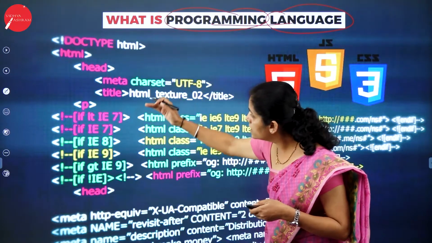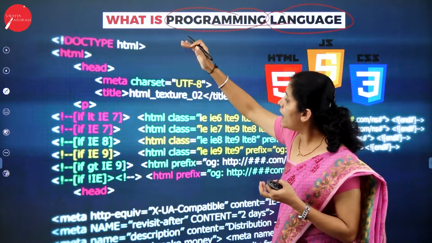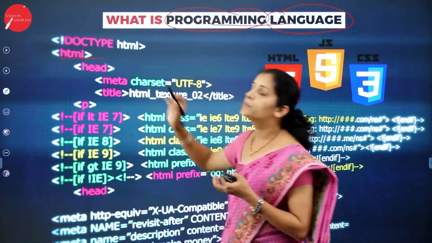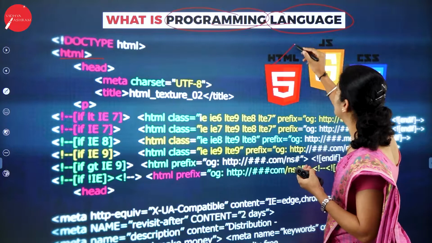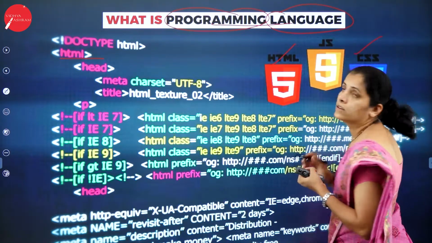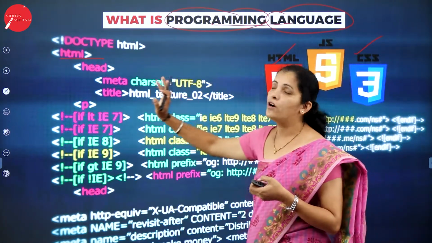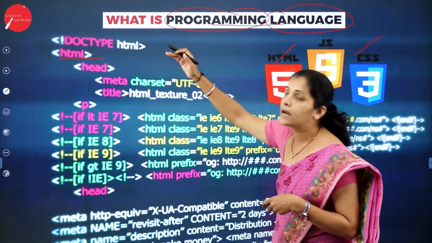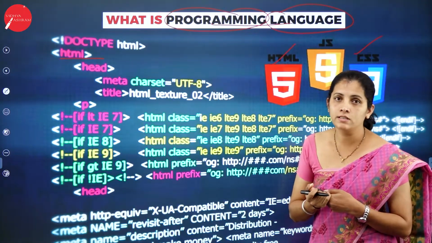Whatever we are going to see is nothing but a set of instructions, and this is one example of the HTML programming language. Along with that, we have HTML, JavaScript, as well as Cascading Style Sheets. These are some of the examples, and this is one kind of programming language which comes under the computer system.